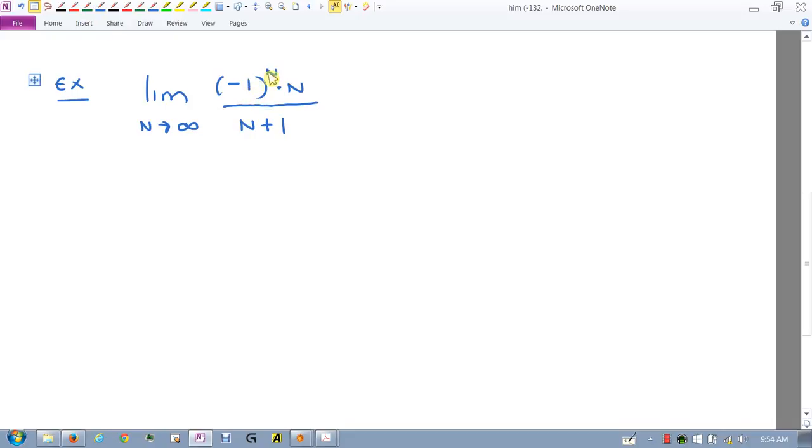What's happening to this piece right here? Tell me what's happening to this. Just switching signs. That's all that's doing, switching your signs. Okay, what's happening to this? Going to infinity. All right, what's happening here? Infinity. So we almost have kind of like an infinity over infinity, except that the top is actually switching positive and negative infinity, right? Like it's going back and forth.